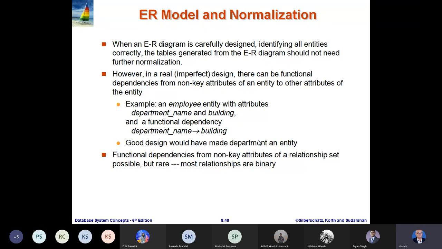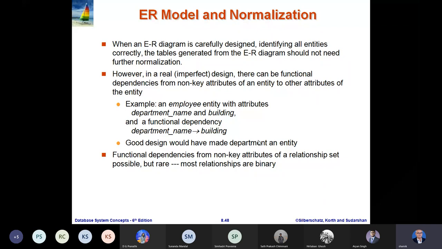Okay, but as he says, in a real imperfect design, there can be functional dependencies from non-key attributes of an entity to other attributes. So there are these department name and building attributes, and a functional dependency from department to building. A good design would have made department an entity, which you did not do properly. So if everything is done correctly in terms of modeling and translation into schema, then by default, by design, you will end up getting a schema which is in BCNF.